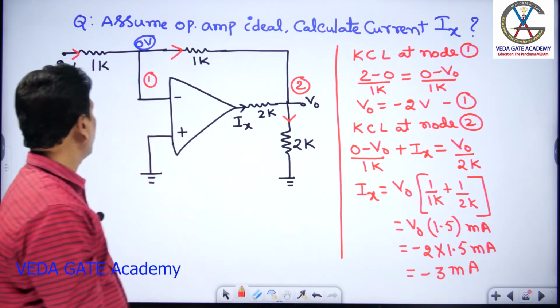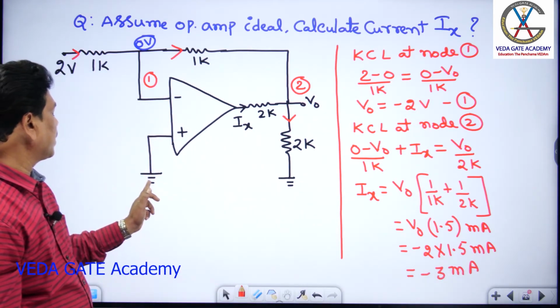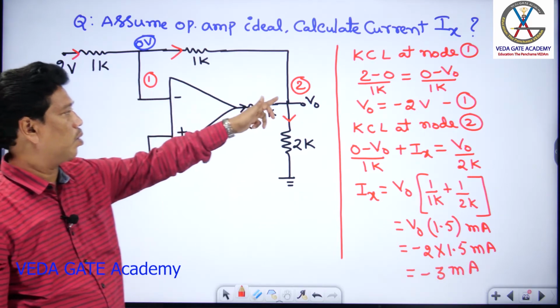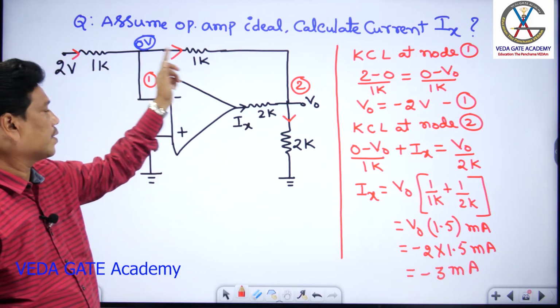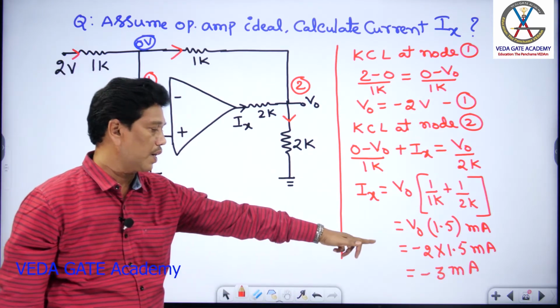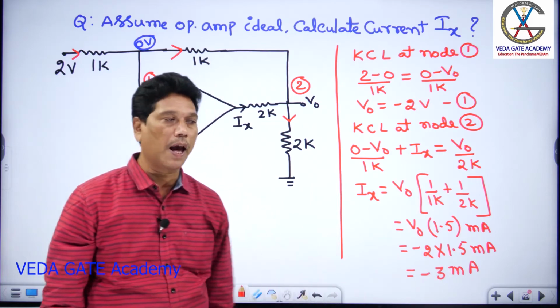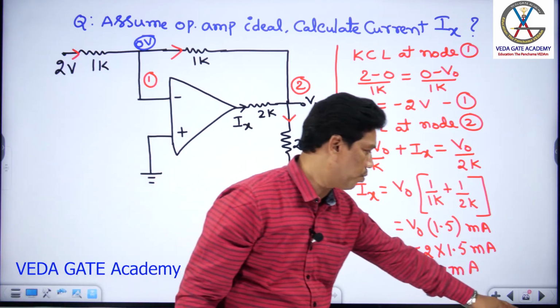Got it now? Using virtual ground, the voltage here is 0, and the other node is the same. I consider this node 1 and the output node 2. I apply KCL at node 1 and node 2 to get the current Ix value, which comes to minus 3 milliampere. Okay, check out the next one.